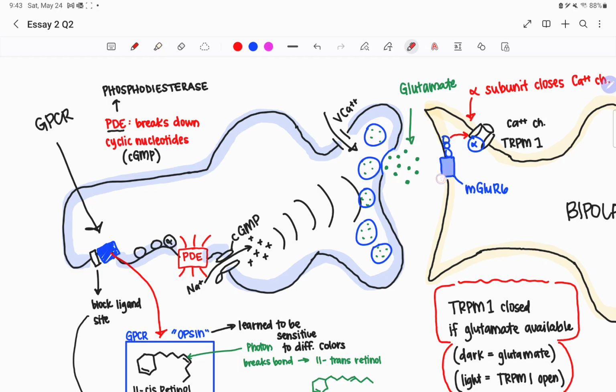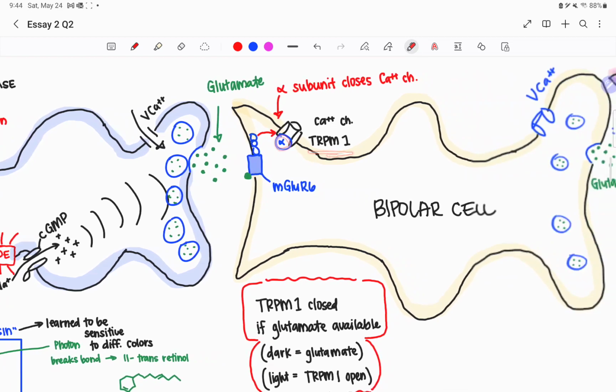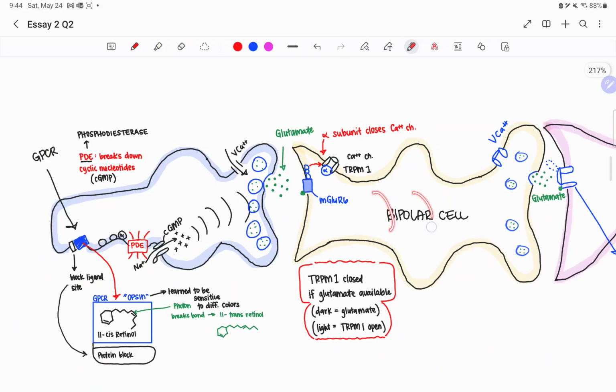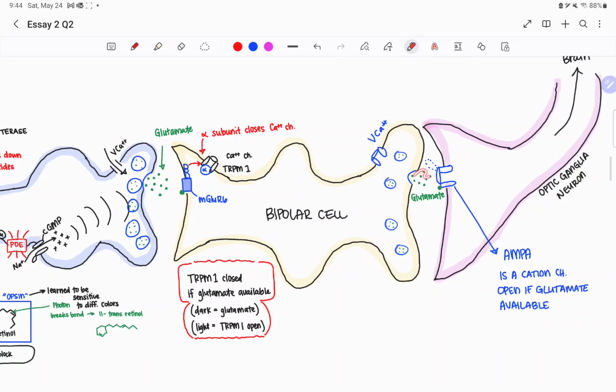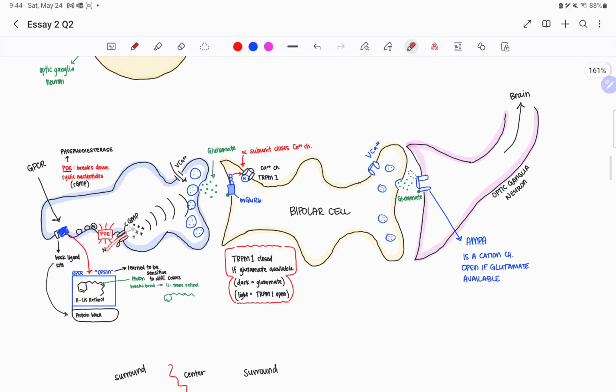Now, when mGluR6 is activated, its alpha subunit pops off and deactivates what's called TRPM1. TRPM1 is a voltage-gated calcium channel. Okay, now when this is closed, there is no depolarization of the bipolar cell. So nothing happens in this cell, so then nothing happens down here. Okay, so when it's dark, this channel being opened actually shuts off everything here and here.